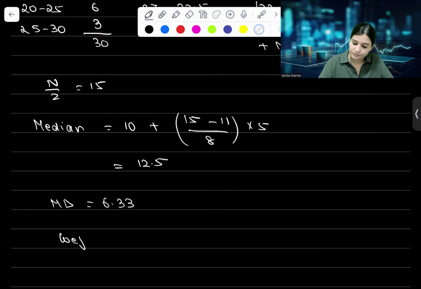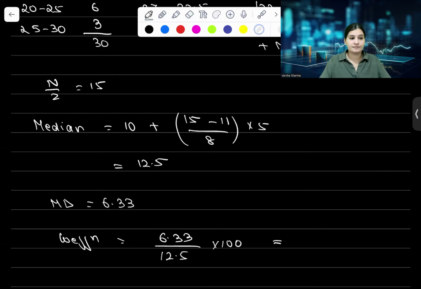Coefficient: mean deviation divided by median into 100. Answer. 50.67. Perfect. Any doubts? No, ma'am.